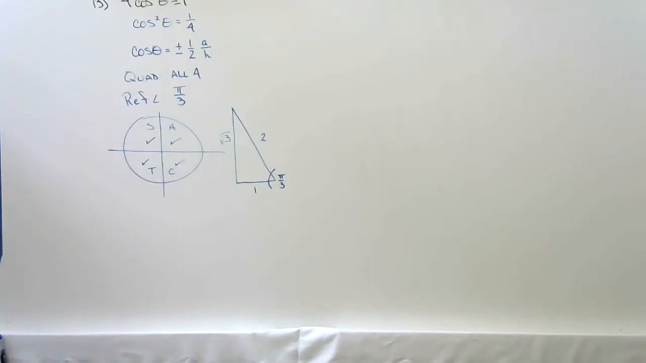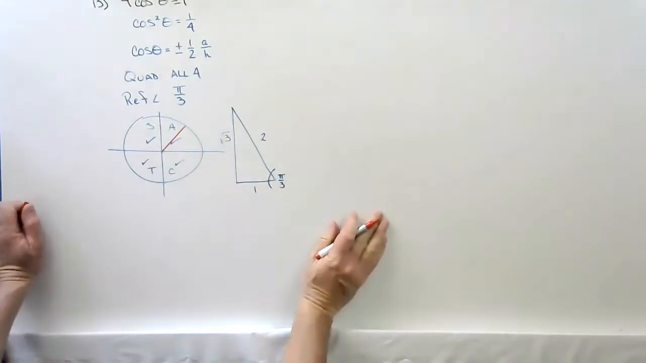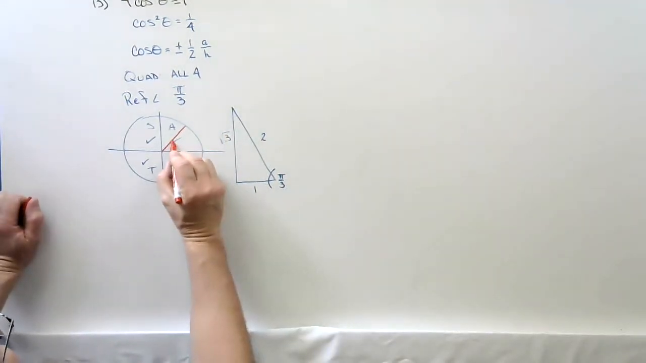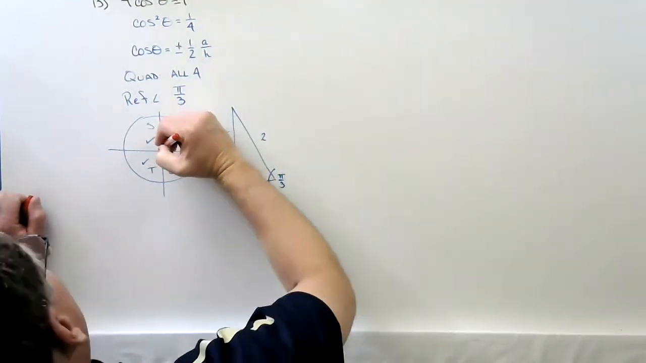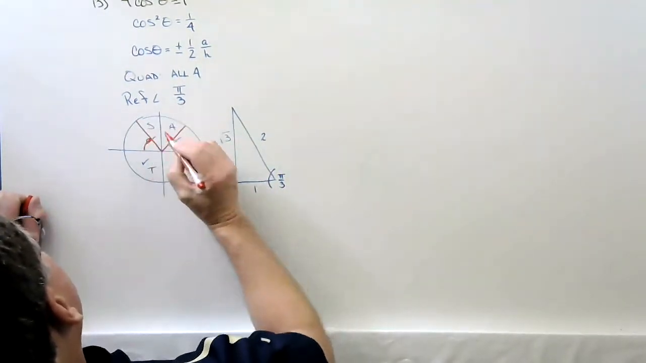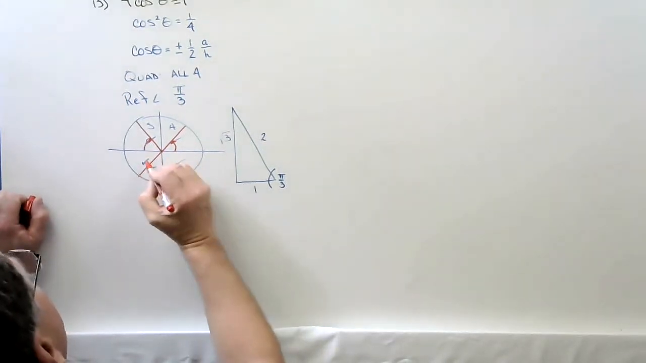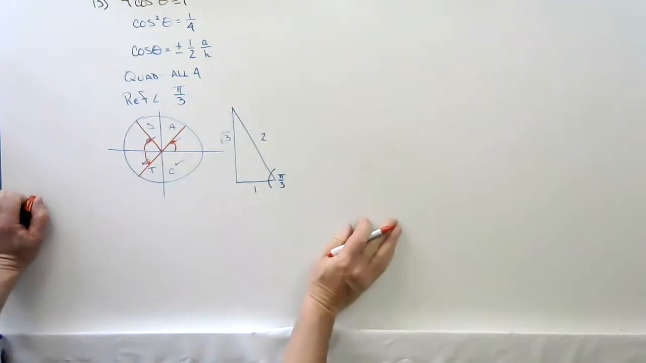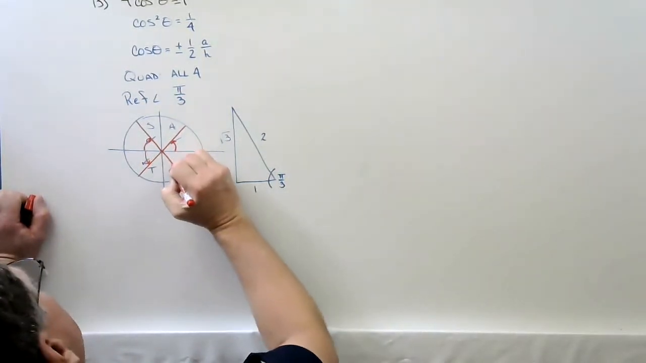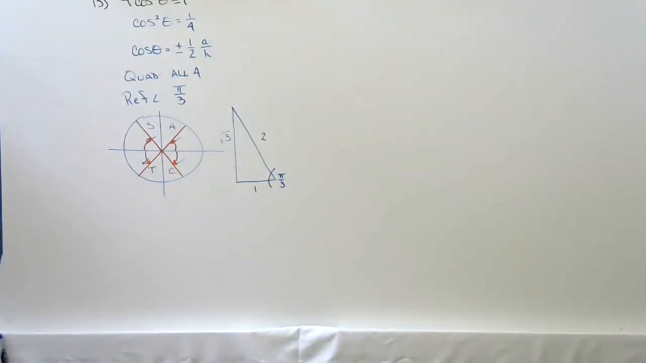So we come over to our circle, and we draw an angle with a reference angle of pi/3 in quadrant 1. Here's our reference angle. We draw a reference angle of pi/3 in quadrant 2. Here's our reference angle. We draw an angle in quadrant 3. There's our reference angle. And we draw an angle in quadrant 4 with a reference angle of pi/3.